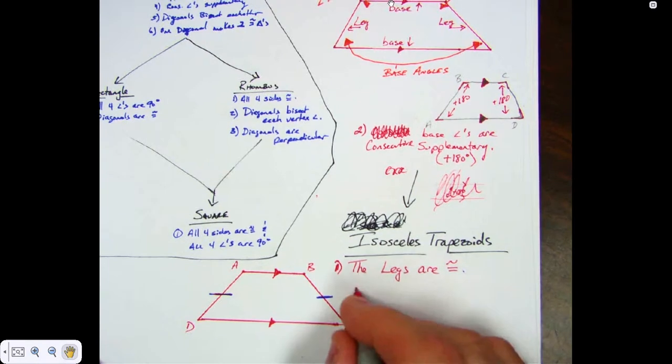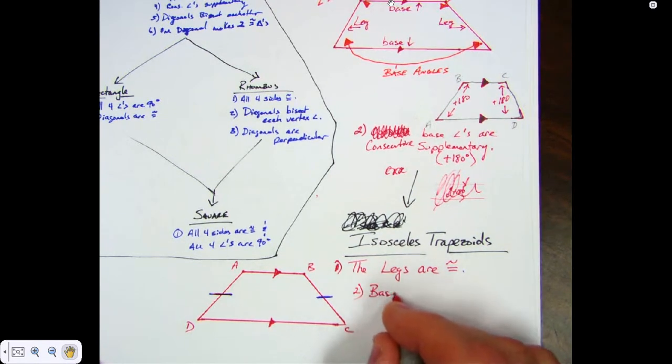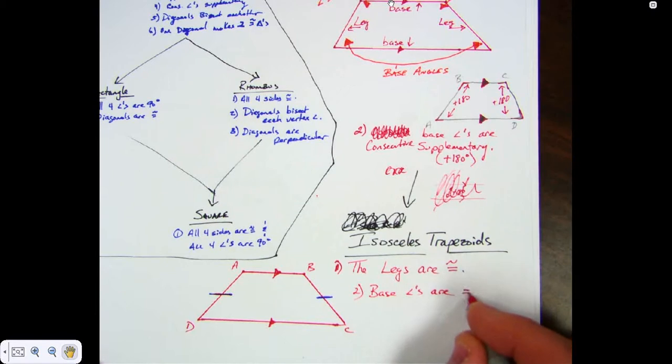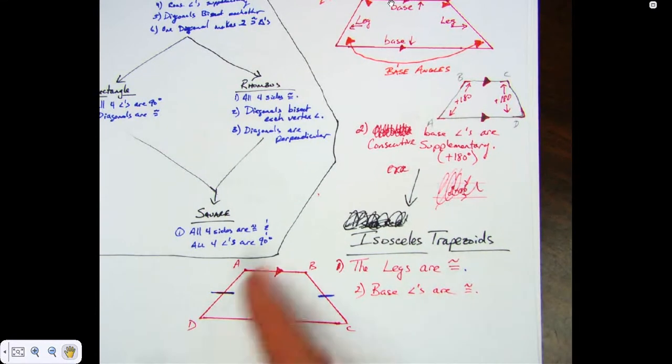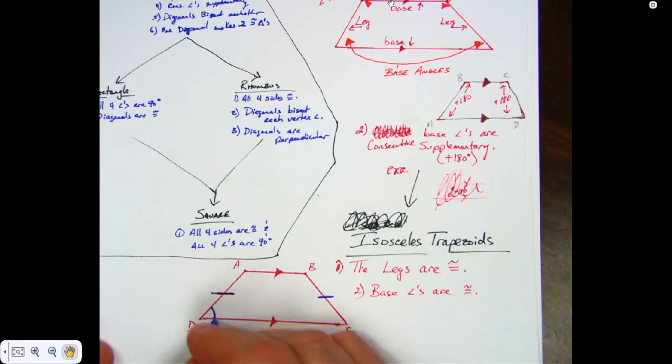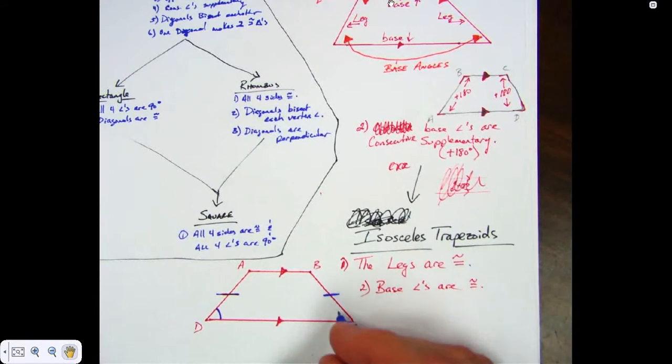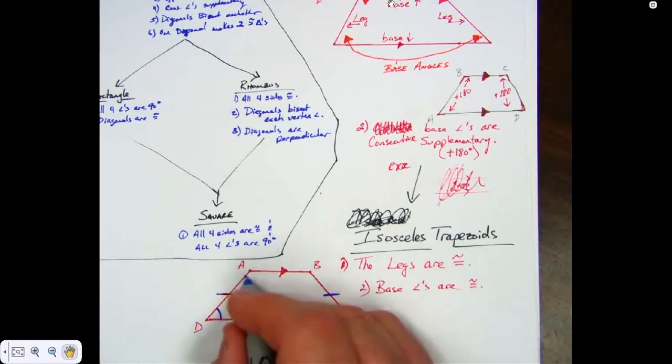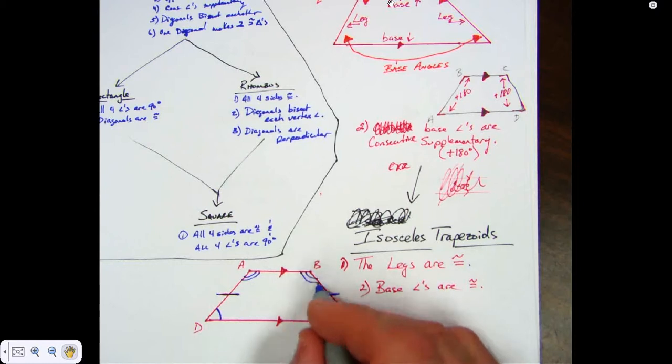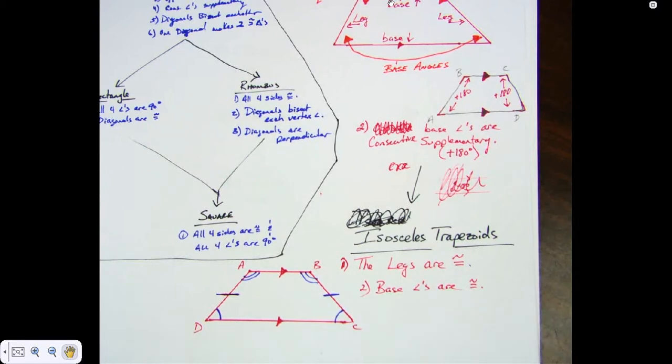The other things that are true about it: base angles are congruent. Now, am I talking about the ones on top of each other? Nope, they add to 180. I'm talking about these. Angle D is congruent to what? What base angle goes with it? C. Angle A is congruent to what? Easy peasy. You get this?